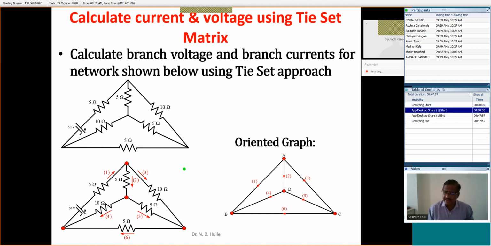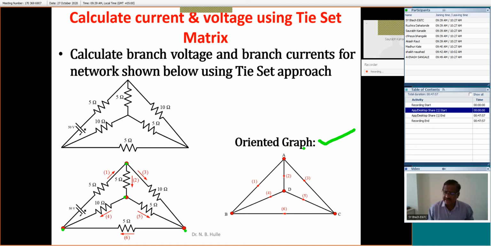Now, first we will mark the nodes. How many nodes do we have for this figure? I have marked it here. This is one node, this is the second node, this is the third node, and this is the fourth node. We have 4 nodes. Our interest is to prepare the oriented graph.